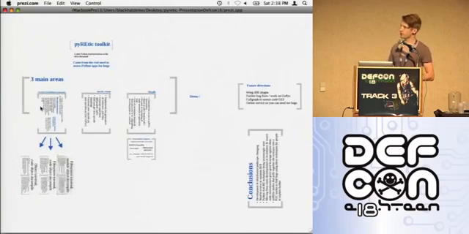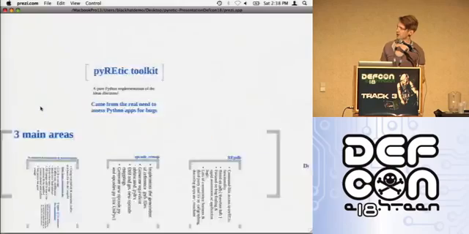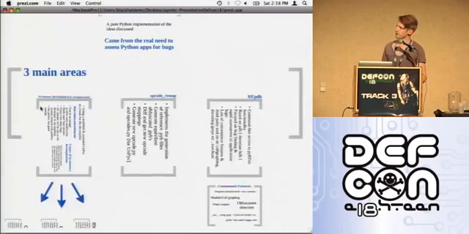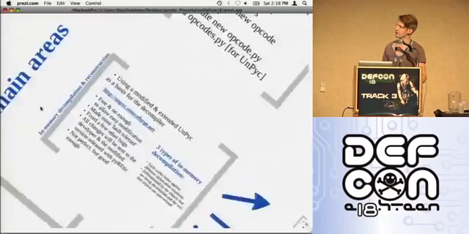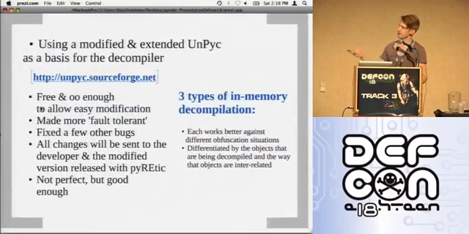So the Pyretic toolkit, this is what I wrote so that I didn't have to do all this manually. Obviously it came from my real need to actually find some bugs. It's in 3 sections. There's the decompilation section and source code reconstruction that we've just spoken about, and it will do 3 types of decompilation depending on the kind of obfuscations which are in place and the access that you have.